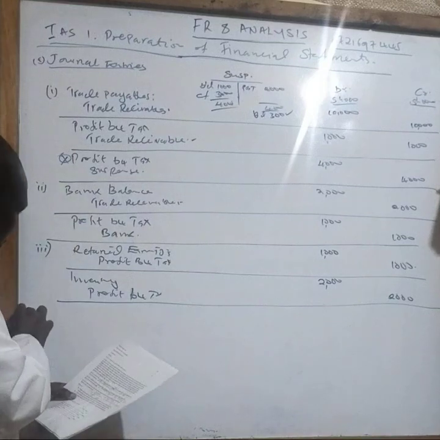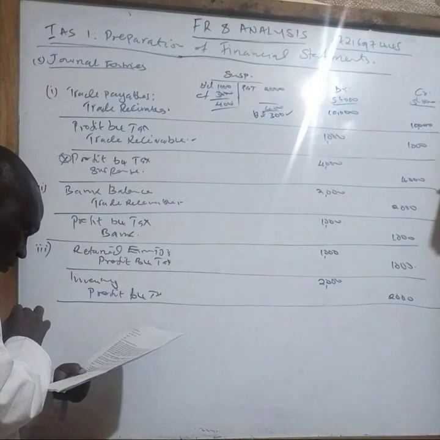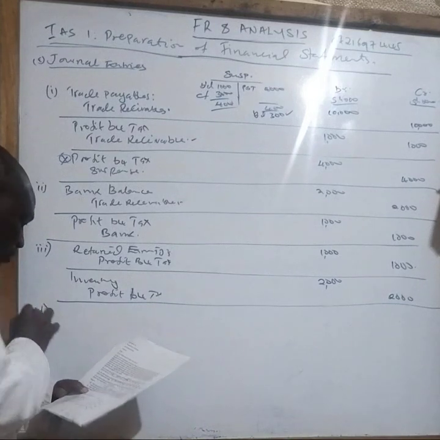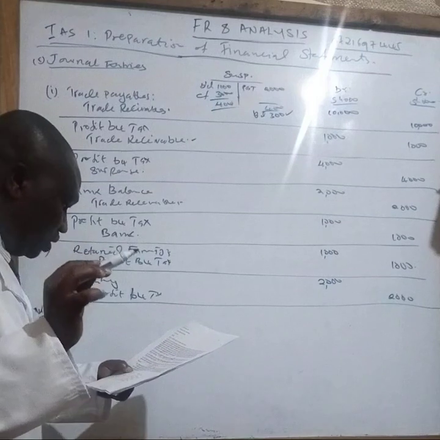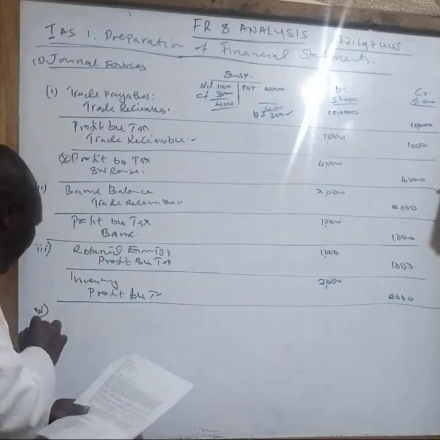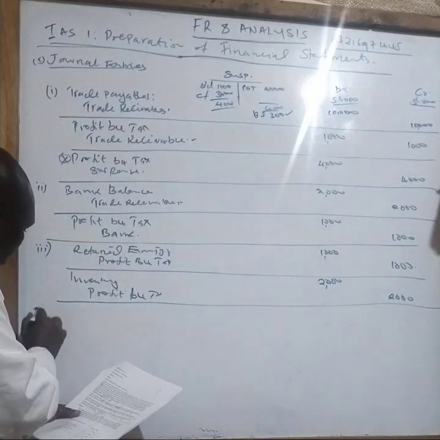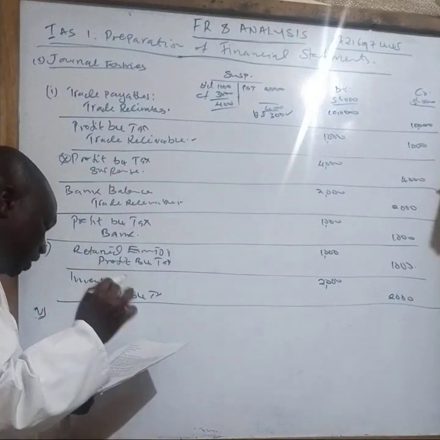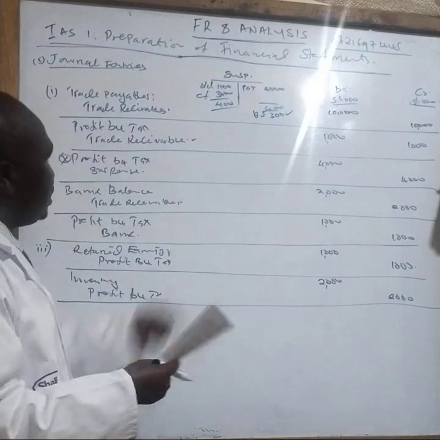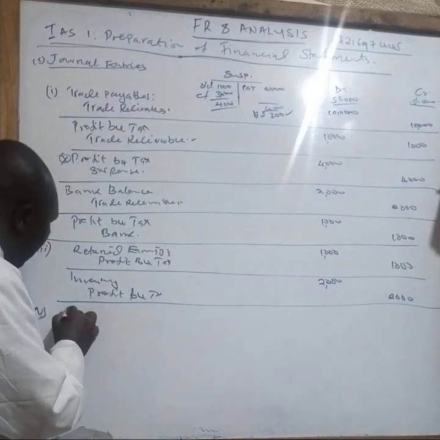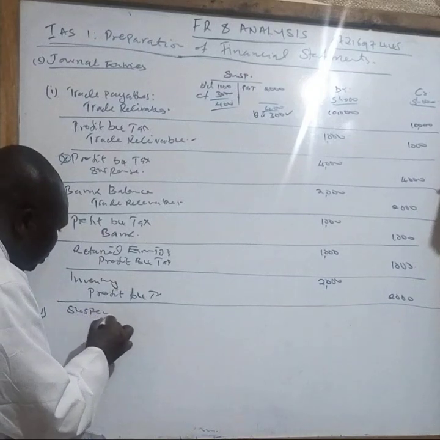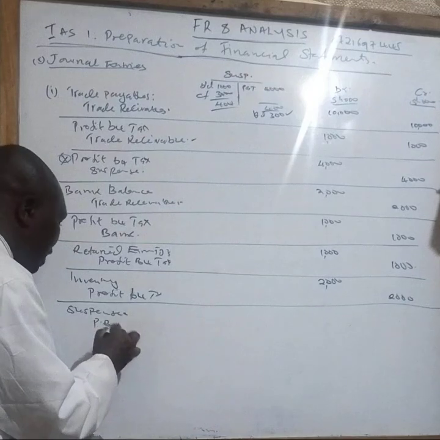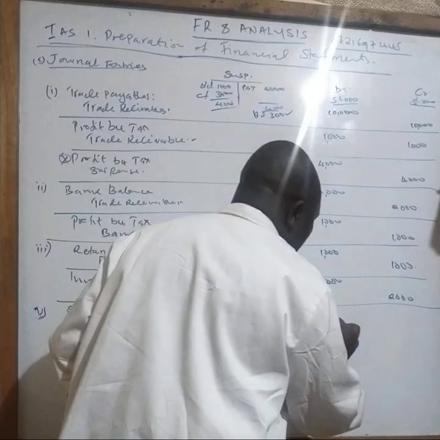So 1, 2, 3, 4. Number 4. I think this is number 5. I've skipped number 3. So I will work out on that number 3. So this is number 4. So this one now, you say yes, this 4,000 has been omitted. So what do we do now? This 3,000 here. So therefore you now say debit your suspense. Then you credit your profit before tax with 3,000.